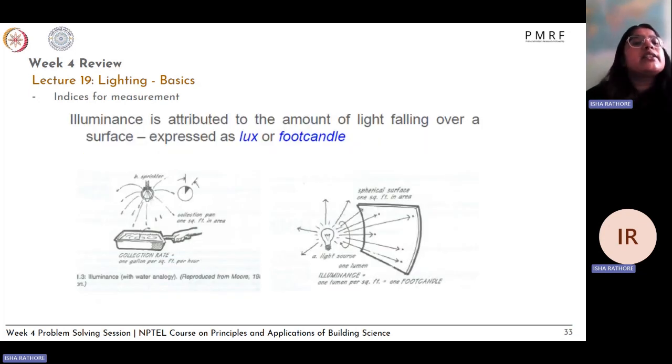Then we have another thing which is illuminance. We looked at illuminance also when we looked at solar illuminance or solar irradiation. So illuminance is basically the amount of light which is falling over a surface. We have solar illuminance, which is the amount of sunlight coming into the inside spaces. So illuminance is expressed as lux or foot-candela.